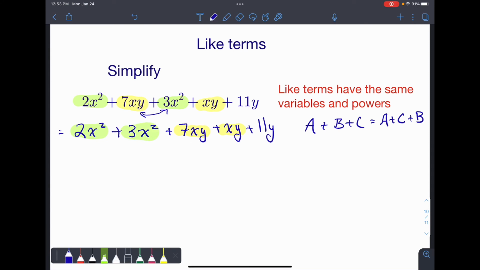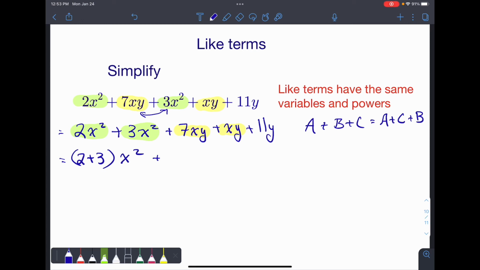Okay, so now what do I do? All I've done is rearrange it, but we want to simplify. So we can now combine them. When we combine like terms, we just do the operations on their coefficient, and the operation is the operation which is separating the two terms. So in this case, that's this plus sign. So I want to take the 2 and I want to add 3. So 2 plus 3 and multiply it by x squared, the variable.